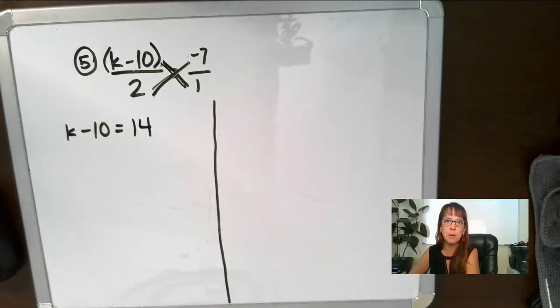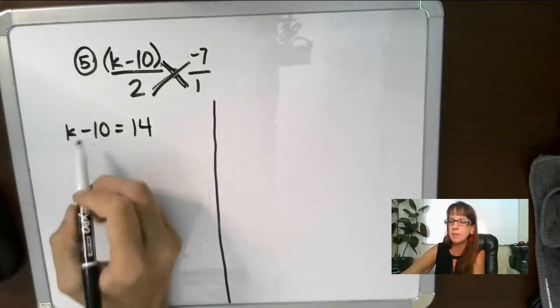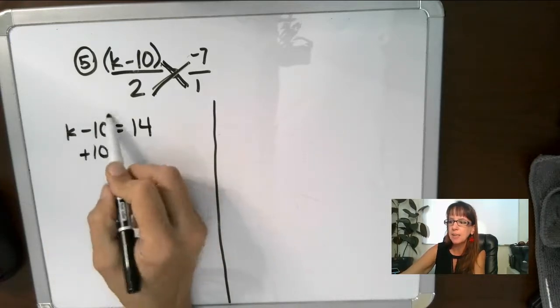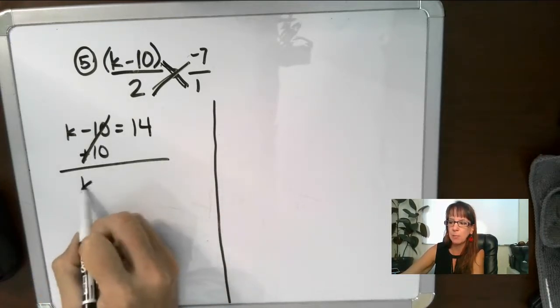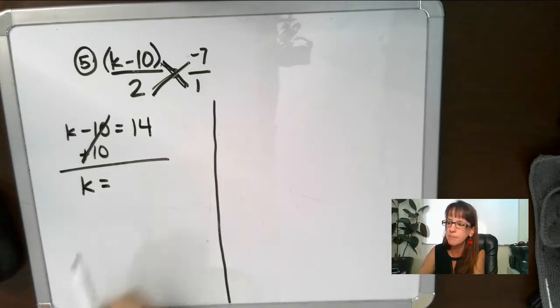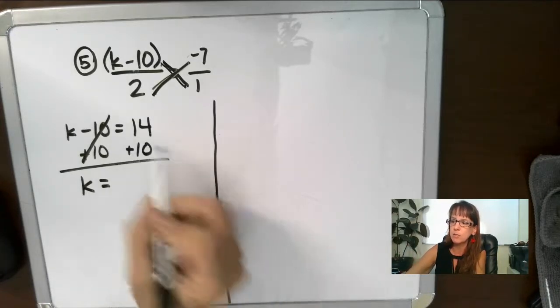Now that's a much easier problem to solve, right? We do the opposite of negative 10 is positive 10. Those cancel out, and we're left with k all by itself, which is ultimately what we wanted. But what we do to one side, we must do to the other.